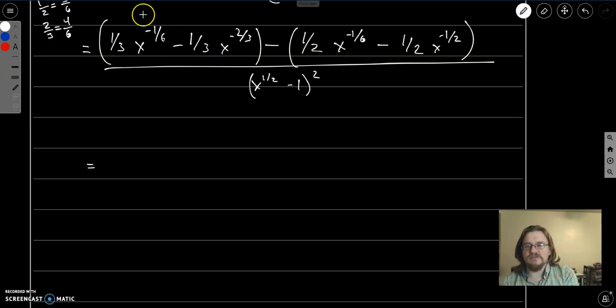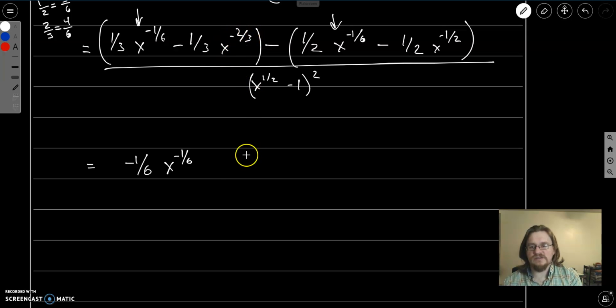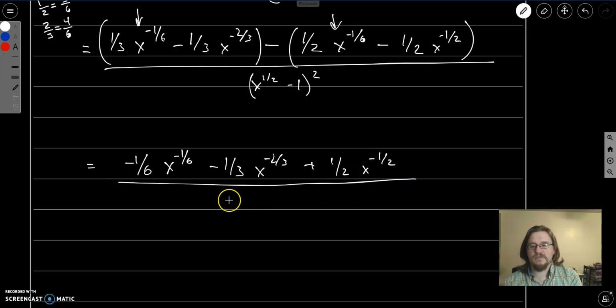So what you'll notice is that we have some like terms, this first guy and this guy, but they're being subtracted. So 1/3 minus 1/2 is negative 1/6. And then we've got this guy, which is to the negative 2/3. And then we've got this guy, but the negative signs will cancel out. So we'll add 1/2 x to the minus 1/2 all over the bottom.